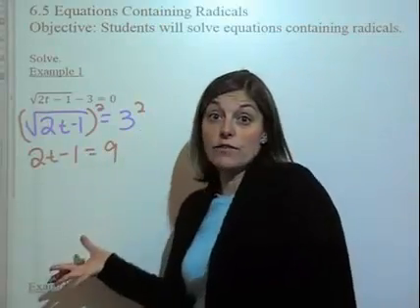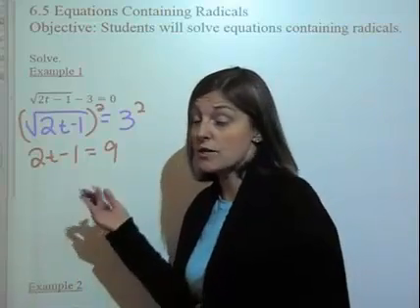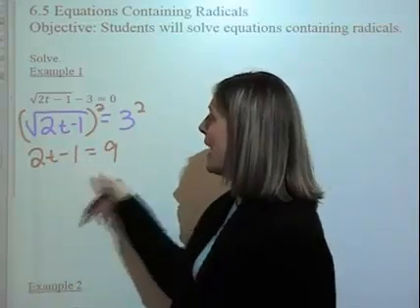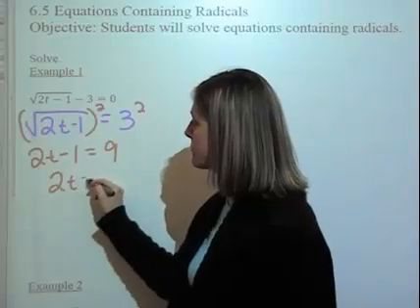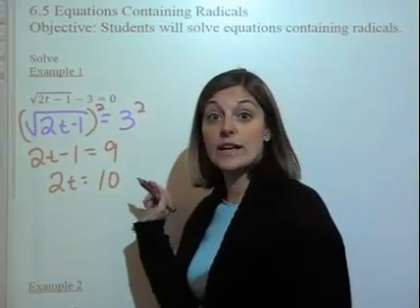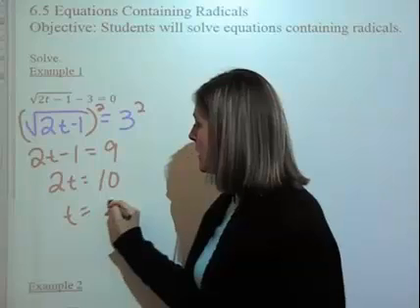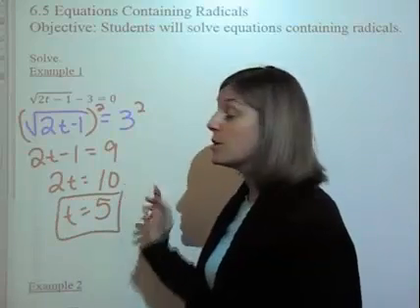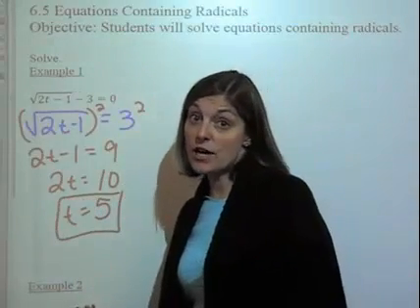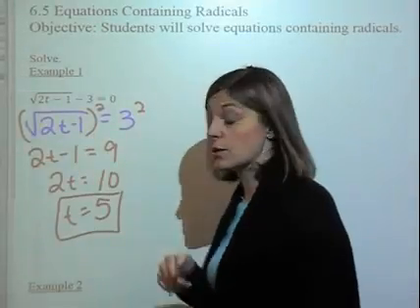And then you just solve this like a regular algebraic equation. So you add the 1 over, and then divide both sides by 2. So t equals 5. And then you can check your answer by plugging it back into the original equation.